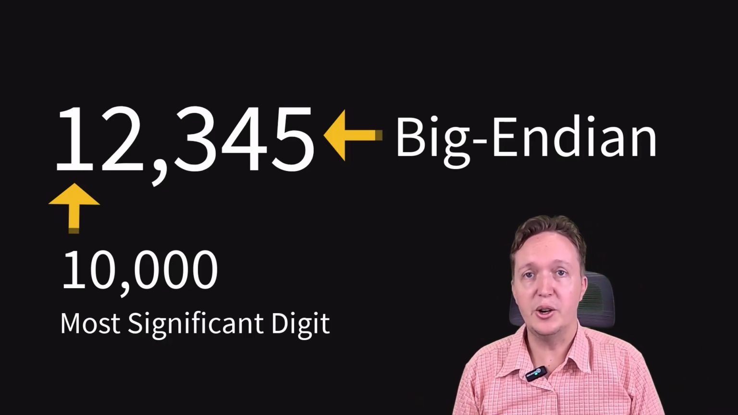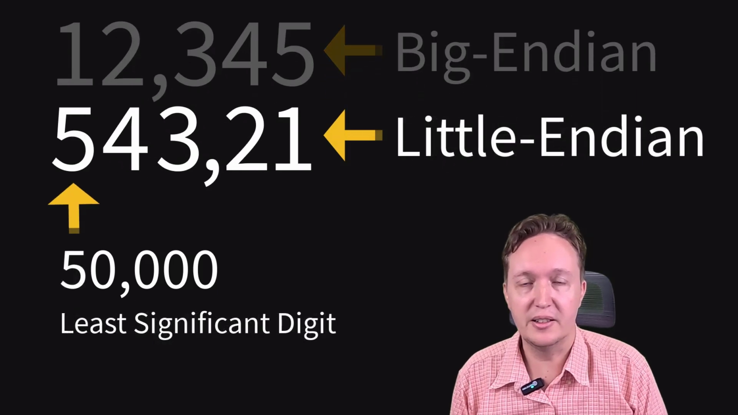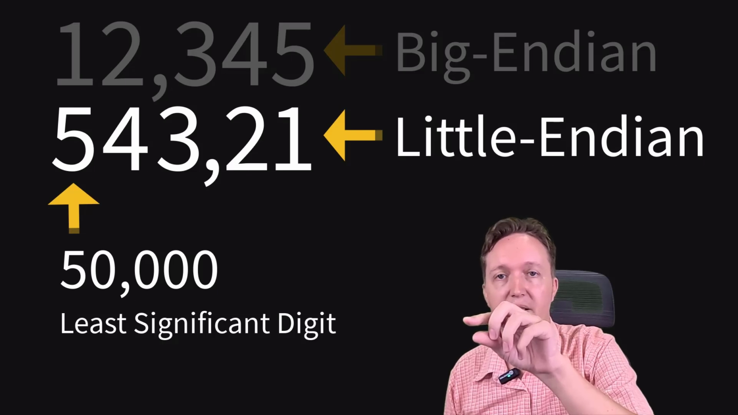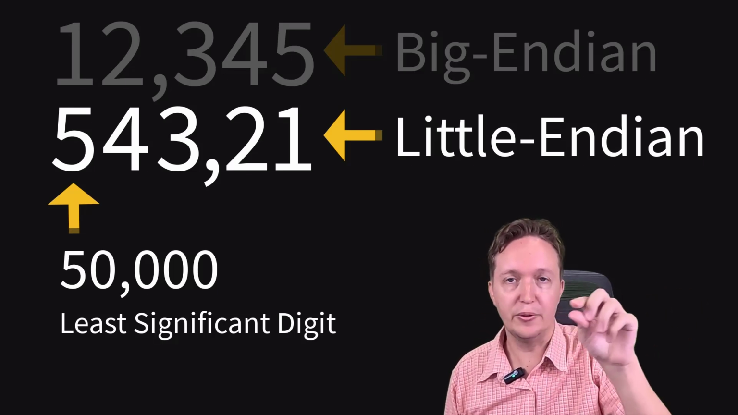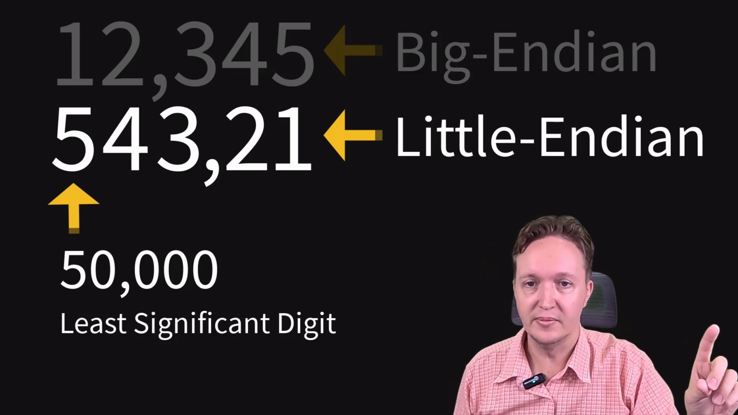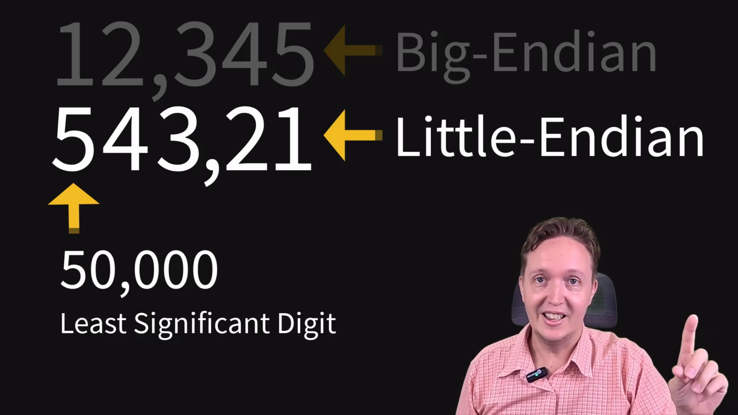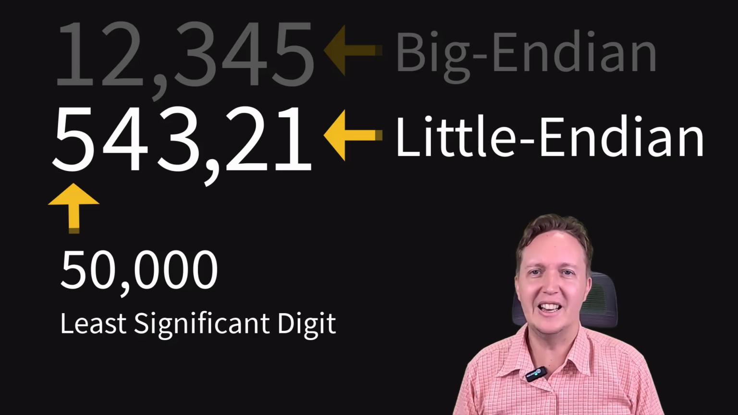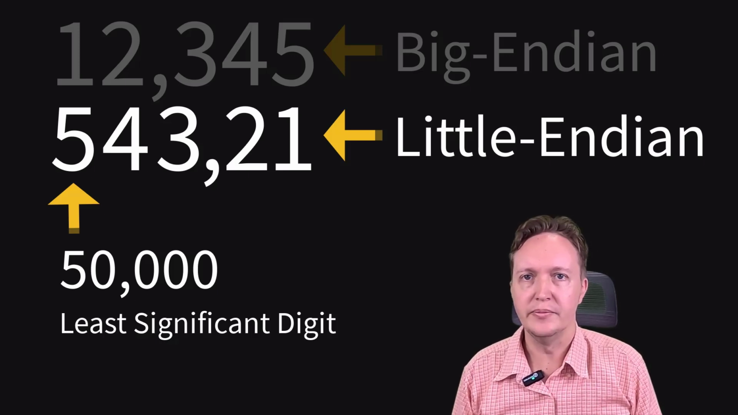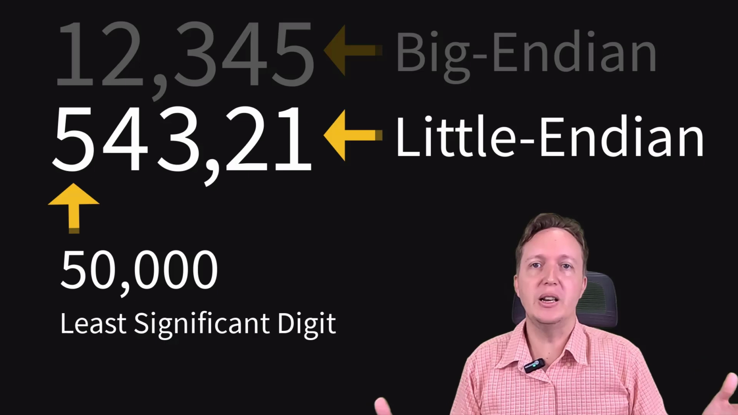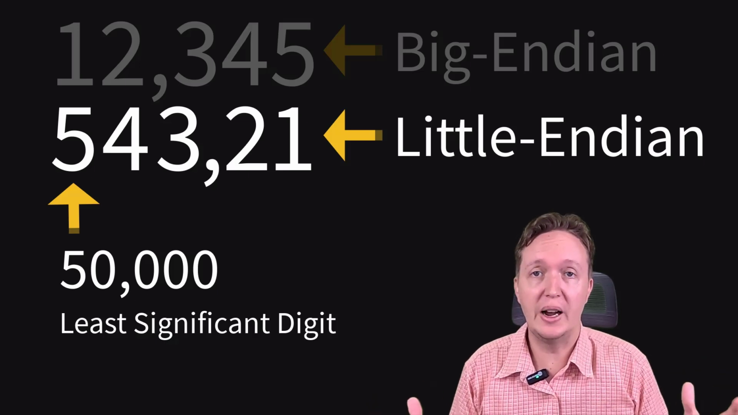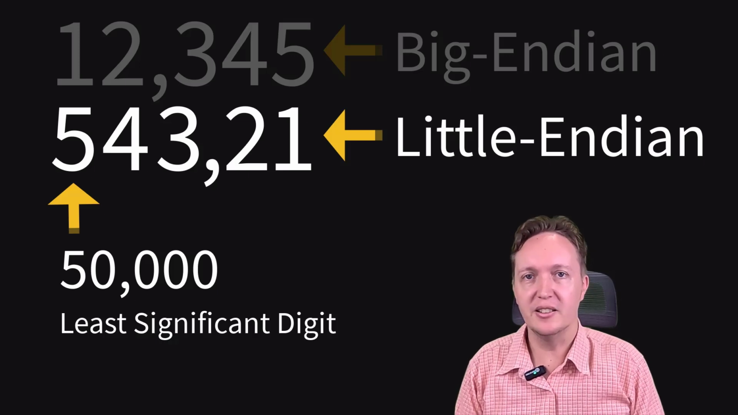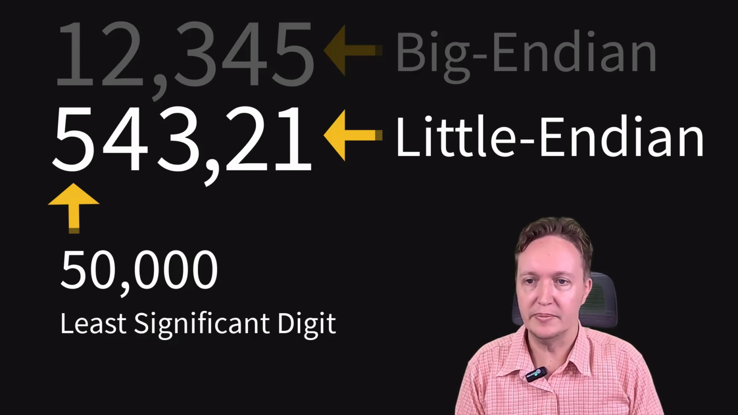However, theoretically, we could also write it the other way around, starting with the least significant digit, so the 5, and then writing it in increasing order, so 5, 4, 3, 2, 1. Confusing? That's only because you're so used to writing numbers in big-endian format that anything else looks weird. If everybody agreed to write numbers in little-endian format, then that would be the norm, and it would be big-endian that you would find confusing or weird.